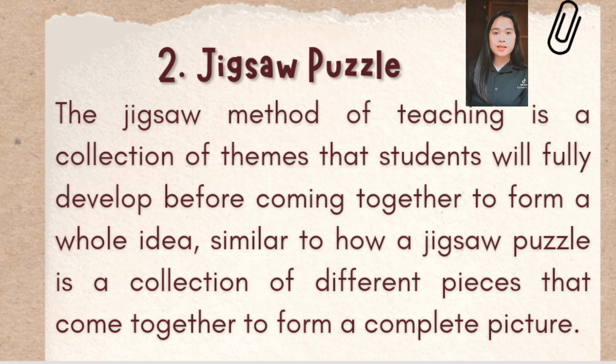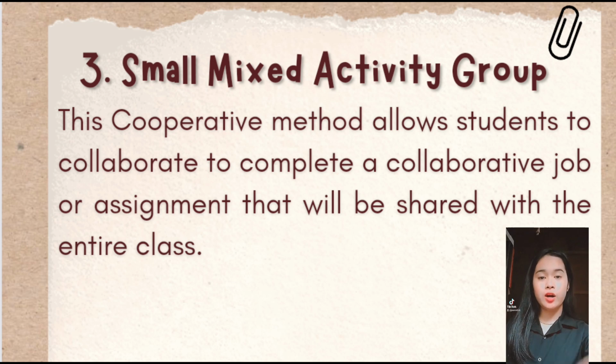So, jigsaw puzzle is how the students coordinate with each other to form a piece or picture of ideas and words. The third type of cooperative learning is small mixed activity group. So, what is small mixed activity group? This is a cooperative method that allows students to collaborate to complete a collaborative job or assignment that will be shared with the entire class.